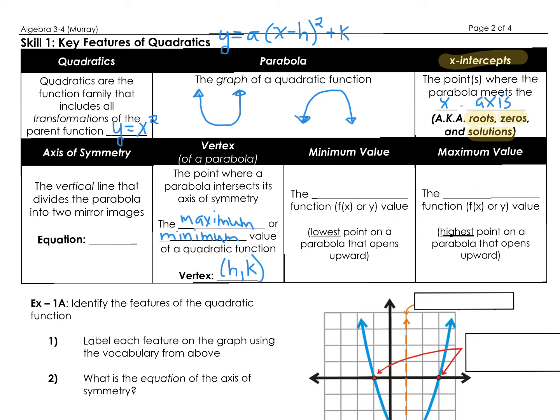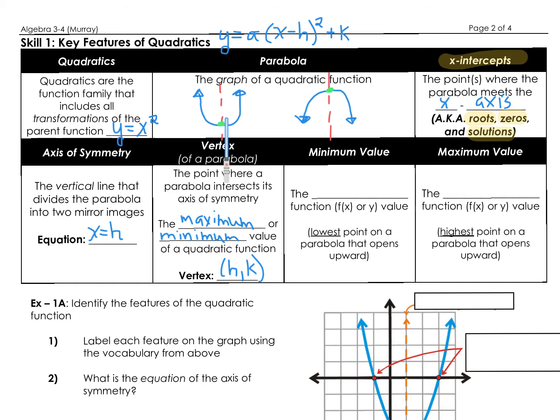So your axis of symmetry is the vertical line that divides that parabola into two mirror images. So it's going to look like this. And it goes right through the vertex. So that green point is the vertex. And remember the equation of a vertical line goes through the x-axis. So it is going to be x equals, and because we go through the x value of the vertex, which is h, it's x equals h.